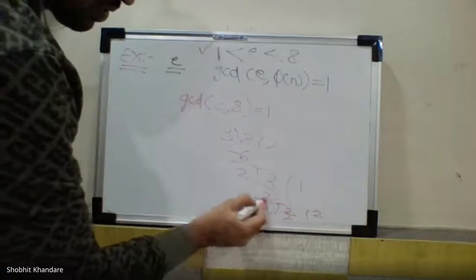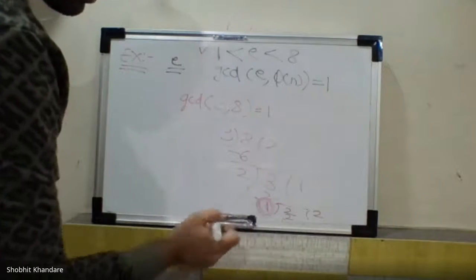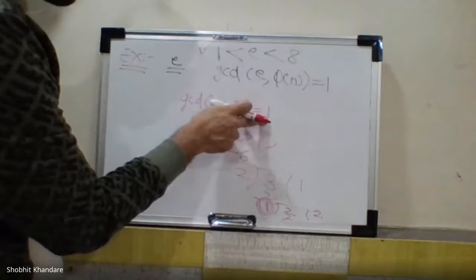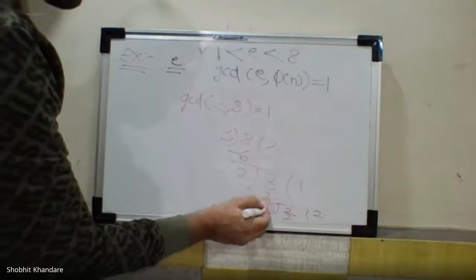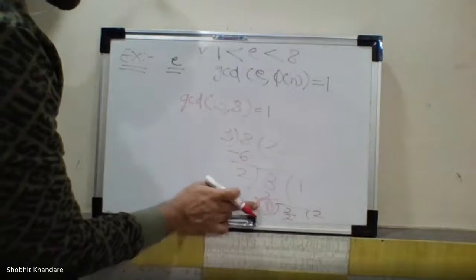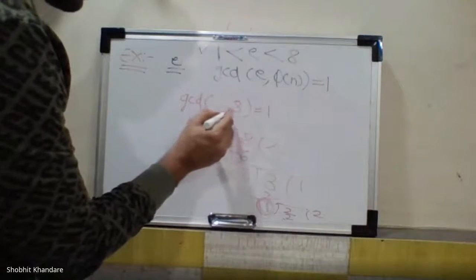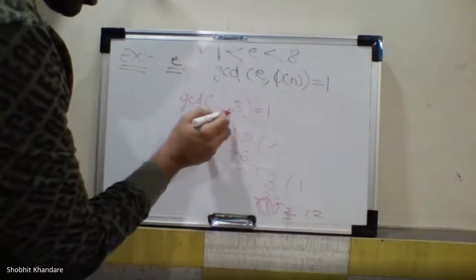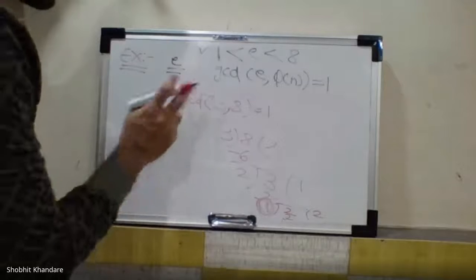So here you can see 1. That is the GCD. I'm getting the GCD as 1, and the remainder as 0, with this particular number 1. So I can say the GCD of 3 comma 8 is 1.